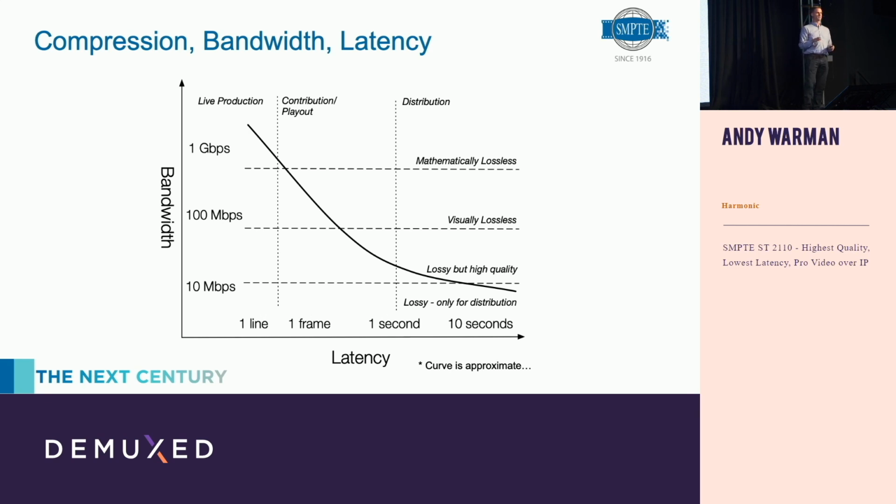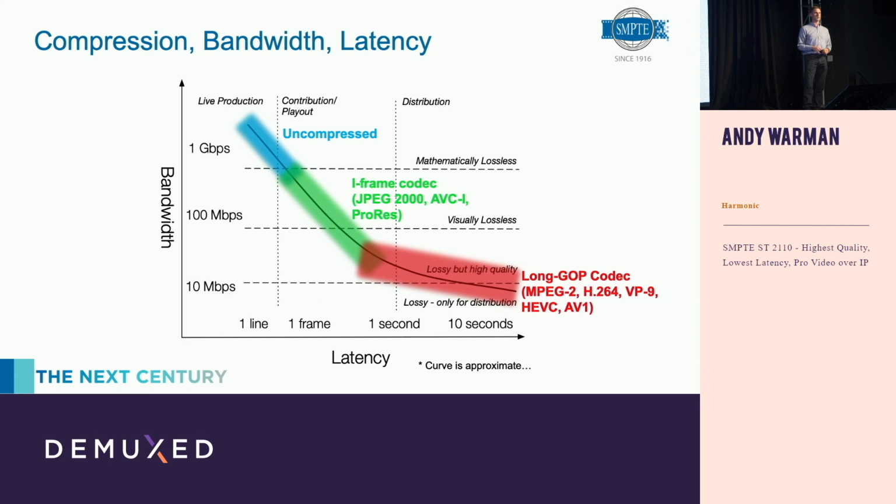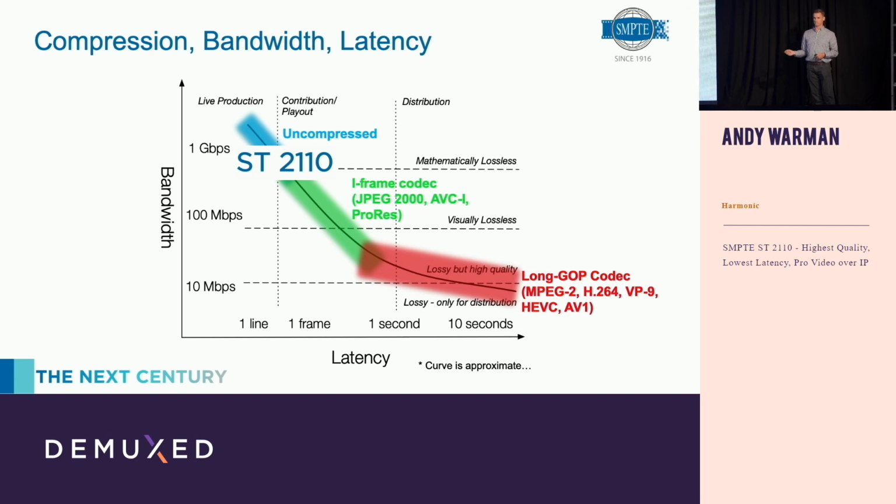So this is a simple chart. Don't count on the exact gradient of the line. Your experience may vary here with compression, just for illustration, but uncompressed sits right at the top, very low latency, but requires a lot of bandwidth. In the middle, we have iframe-based codecs. They give us visually lossless-type compression, all right, but they still require a reasonable amount of bandwidth. And then what most consumers encounter is lossy but high-quality, highly compressed content. But the latencies there are very, very long. So you could see an interactive workflow becomes very difficult, particularly when we get down into these lossy and long latency types of compression. So low latency, uncompressed, is not just good for quality, but also interactivity. So that's where 2110 sits. All right, it's sitting right there up in high bandwidth, low latency.